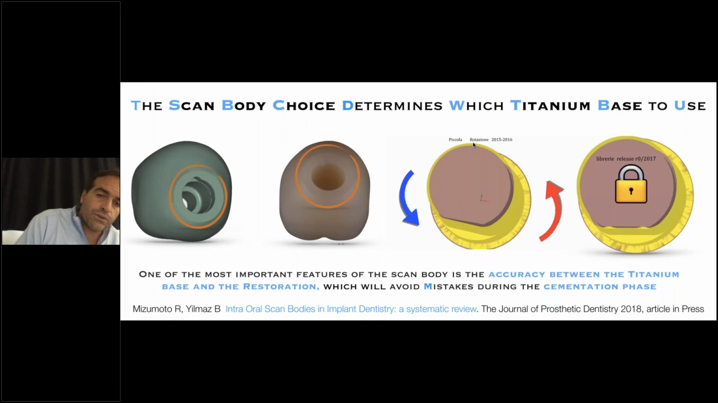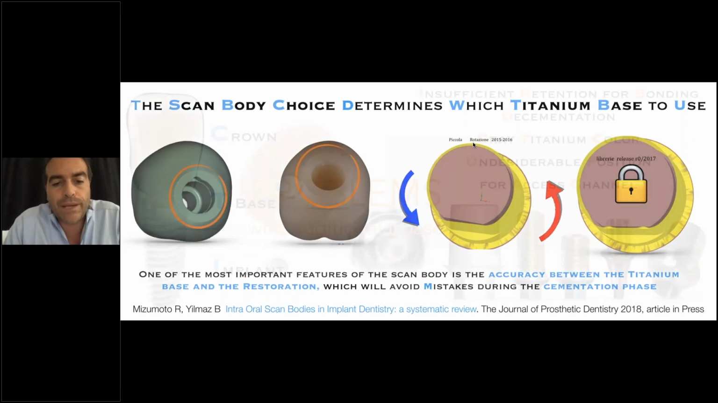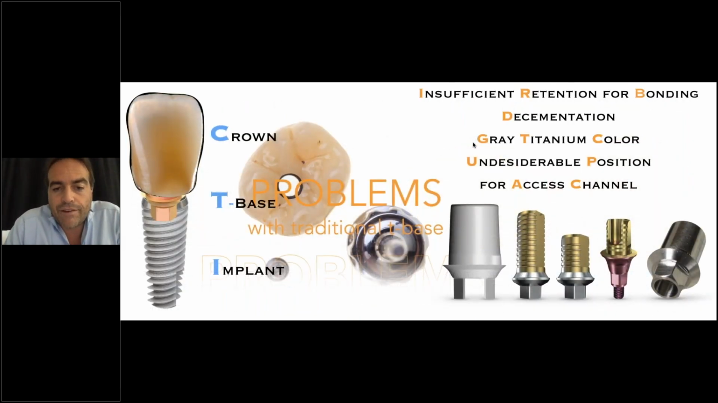Because as I mentioned to you, the scan body choice determines which titanium base to utilize, and a titanium base can have many different problems, starting from insufficient retention for bonding, the cementation, gray color that can transfer through the soft tissue. So you have to understand all of these things, because if you want to create a screw-retained solution, you have your implant, you have your T-base, on top of which your final restoration is cemented.